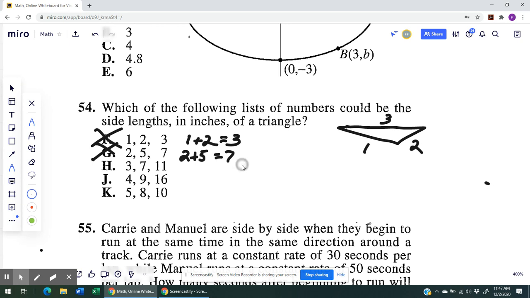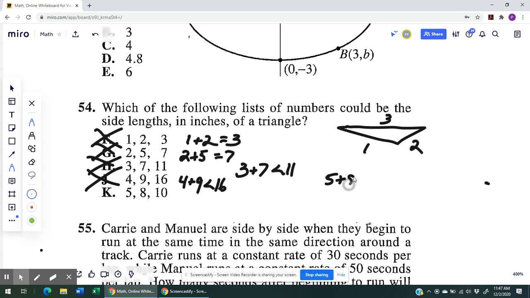H, 3 plus 7 is less than 11. Again, no good. It would have to be greater than. J, 4 plus 9 is less than 16. Again, you could not make a triangle with those lengths. Cut some popsicle sticks or string and try it. It's not possible.